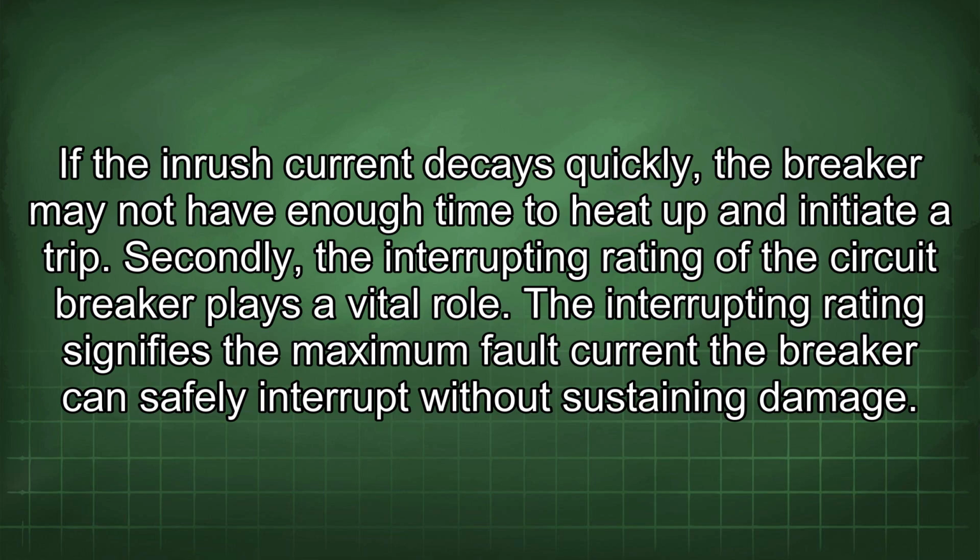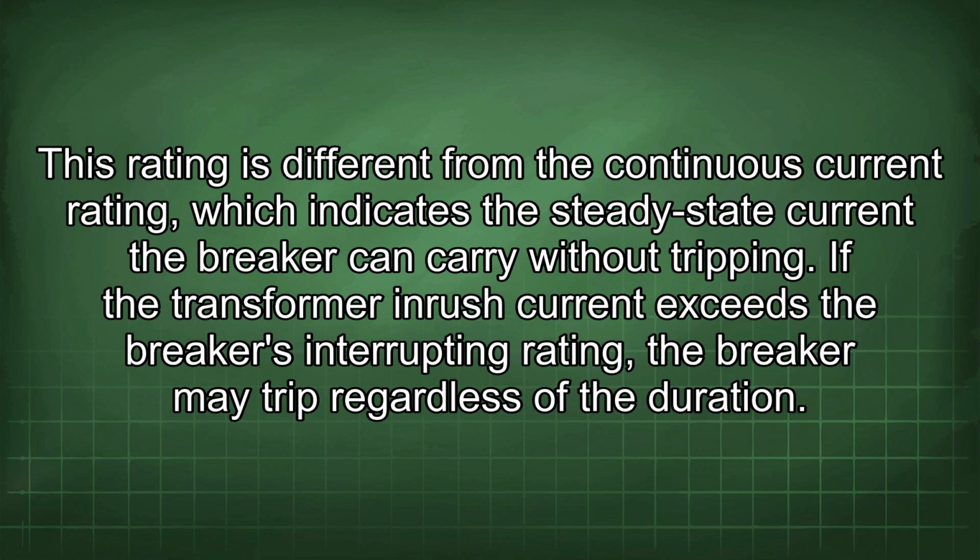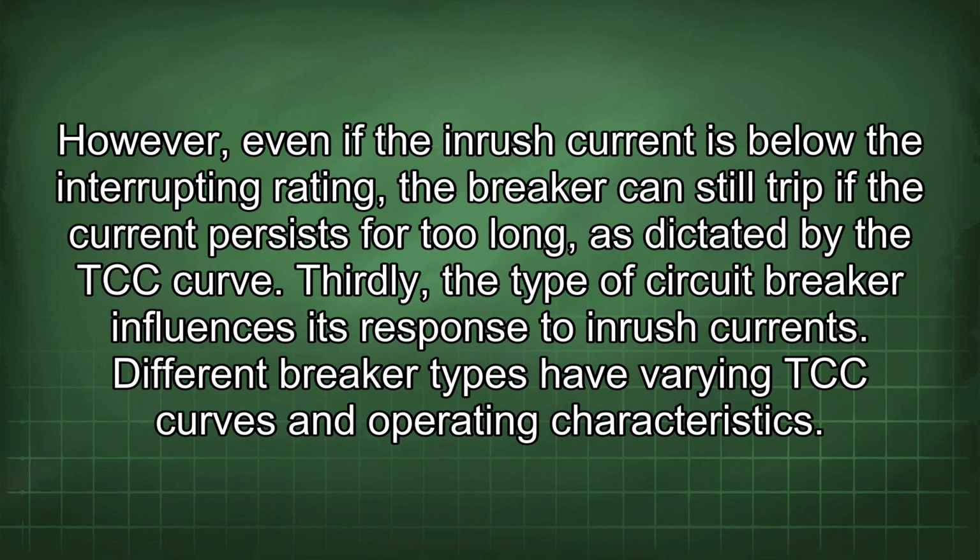Secondly, the interrupting rating of the circuit breaker plays a vital role. The interrupting rating signifies the maximum fault current the breaker can safely interrupt without sustaining damage. This rating is different from the continuous current rating, which indicates the steady state current the breaker can carry without tripping. If the transformer inrush current exceeds the breaker's interrupting rating, the breaker may trip regardless of the duration. However, even if the inrush current is below the interrupting rating, the breaker can still trip if the current persists for too long, as dictated by the TCC curve.